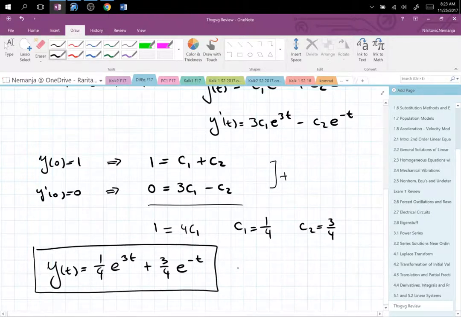Now, this is what we call the particular solution. We calculated constants c1 and c2, and we're done.